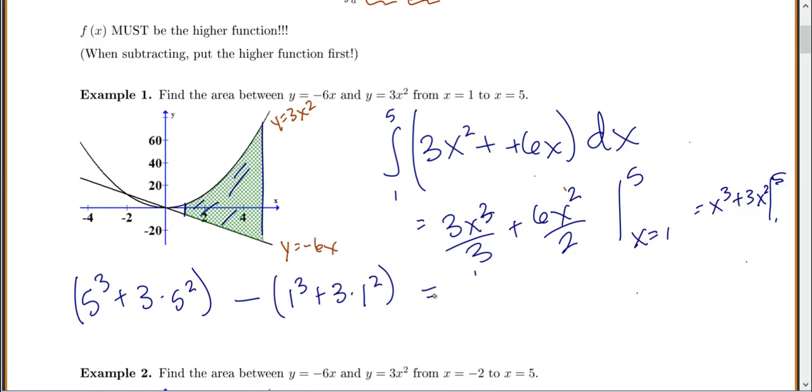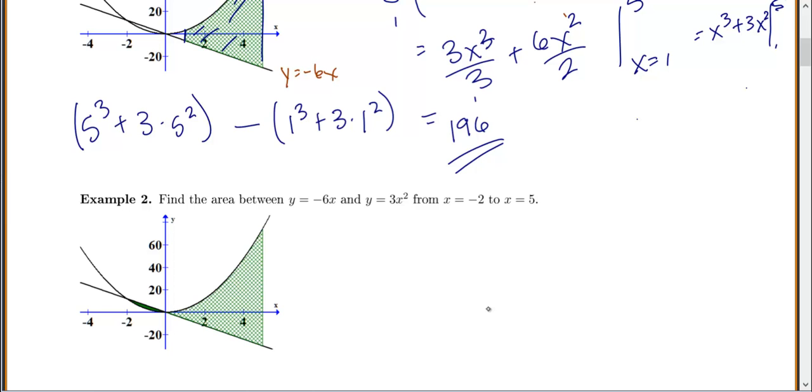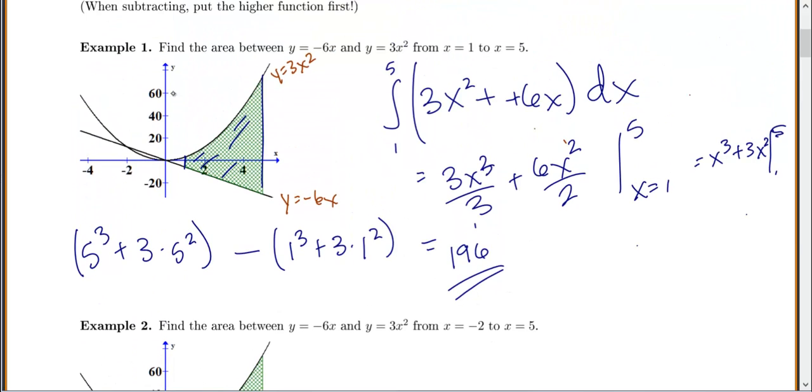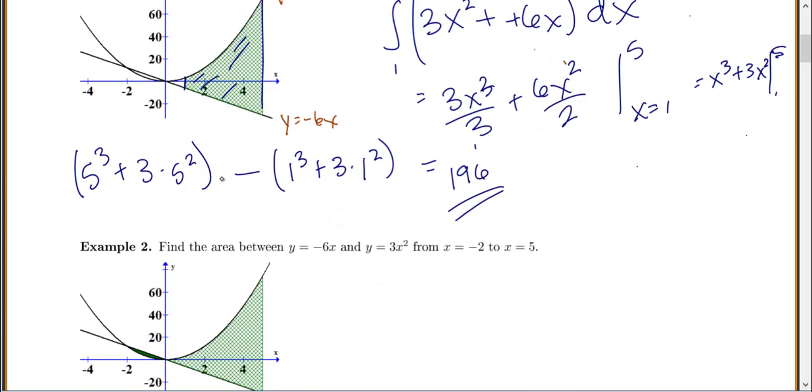So this should be 171 if I put it all in correctly. So the area in between those two curves from 1 to 5 is 171. Actually, no, sorry, if I double check my work, I put in a 2 and I meant to put a 3. So this should really be 196. That is one problem. You're doing so many computations, you have to check very carefully to make sure you don't mess up. Okay, so that's a very simple problem where we just said, okay, we subtract the two functions. We went from 1 to 5. We're good.